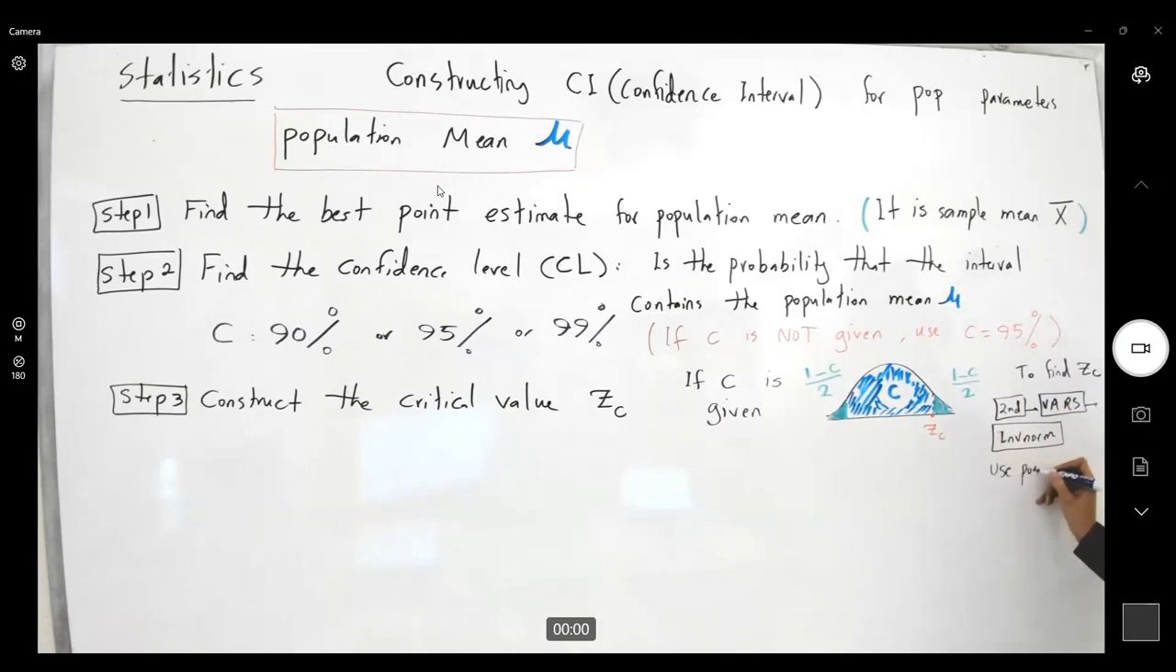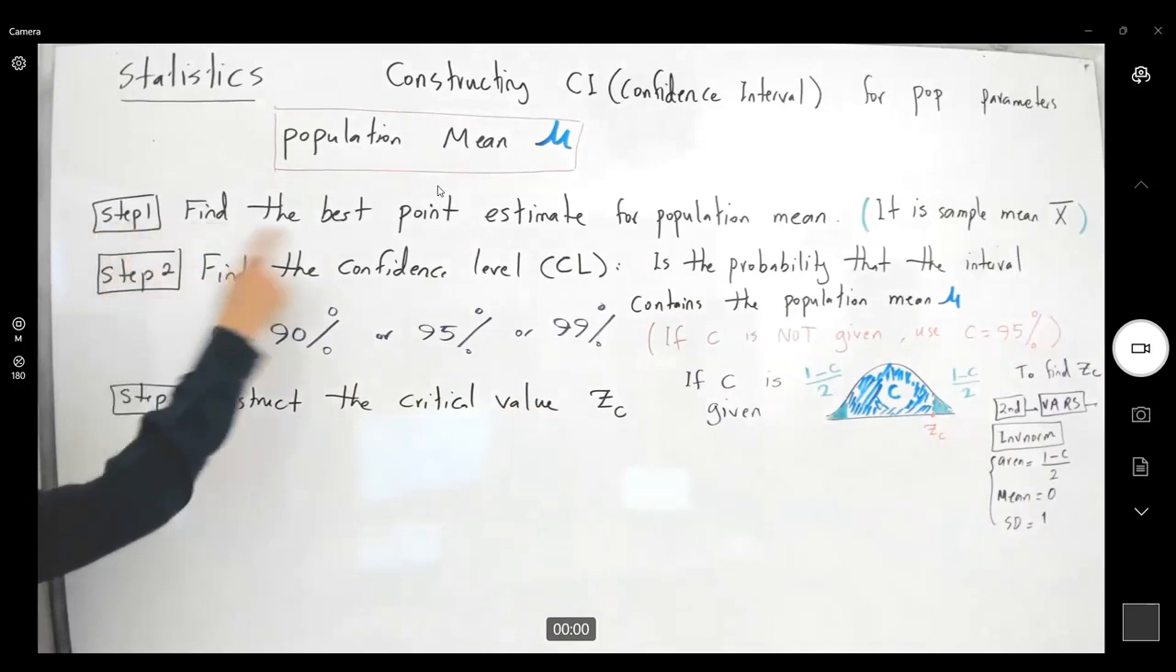Use positive Z in your calculator. The area that you're going to enter is going to be 1 minus C divided by 2. Let me write it down here. Area is 1 minus C divided by 2. Since it's Z, mean is 0, and the standard deviation is 1. Okay, let's write down the instruction, then we're going to go over some examples so you feel comfortable about this.